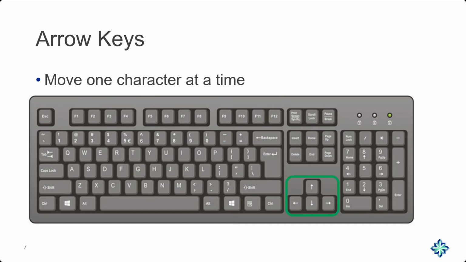So we're going to start with your arrow keys. The arrow keys are what allows you to move one character at a time in any direction within a field, up, down, right, or left. So that's pretty self-explanatory, but it is something that you will utilize as you work with DDE.